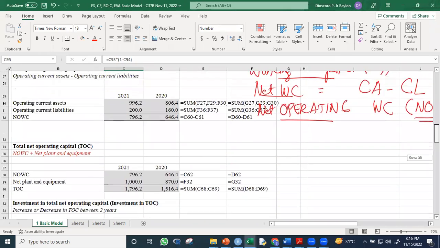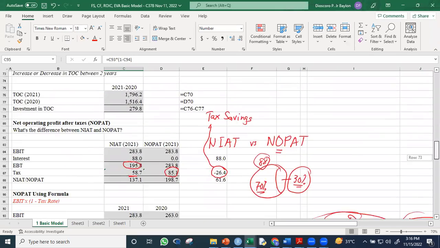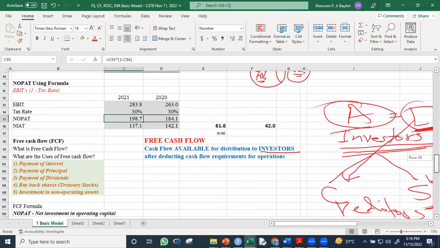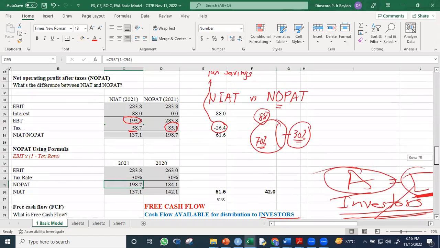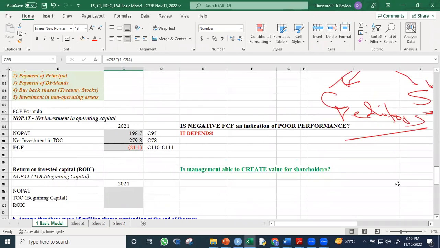How much operating capital did the company have? Okay, it generated 198.7 in operating profit, and then there was an increase in total operating capital.